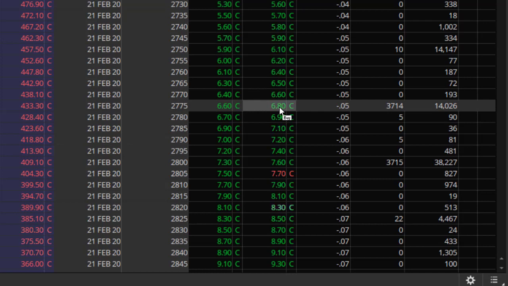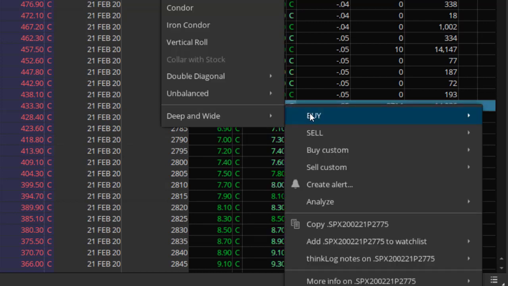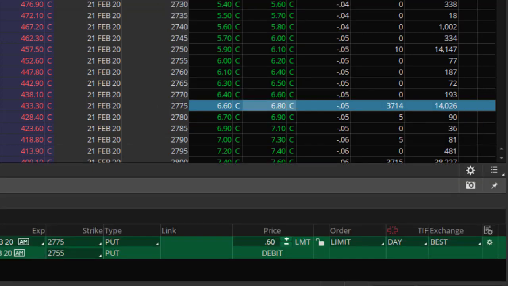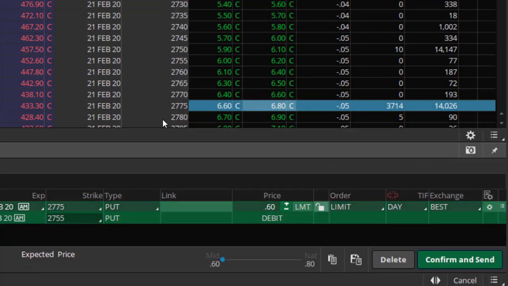I keep saying that. So the way I do this is, since they're $5 strikes, I'm going to right click and buy a deep and wide 1 month 4-strike vertical. Let me lock that price for a minute. I am making this during the trading hours, so these prices are pretty accurate. The 2775, we're buying that, and we're selling the 2755. It's about 64 days to expiration, and this is a 20-point wide spread. At the moment this is going to cost 60 cents.